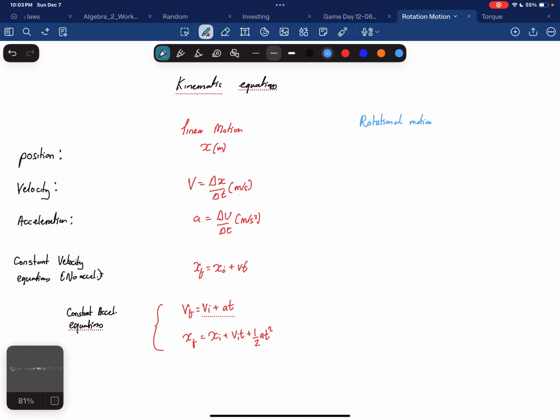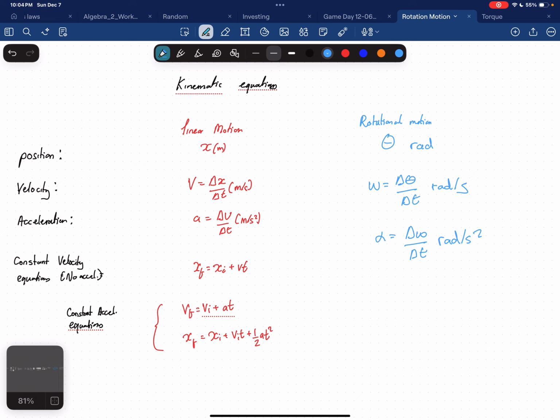Like I told you earlier, kinematic equations for linear motion are very similar to those of rotational motion. So if I want to get a position in rotational motion, it's theta, and its units are radians. My velocity is going to be delta theta over delta t. It's going to be my angular displacement over time taken, and it's going to be in radians per second. My acceleration is going to be angular acceleration, and rather, sorry, let me call these the right things. This is omega, and angular acceleration is alpha. It's going to be delta omega over delta t, and this is going to be radians per second squared.